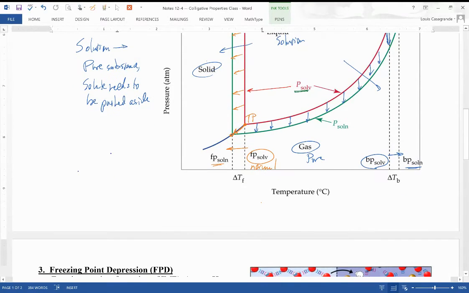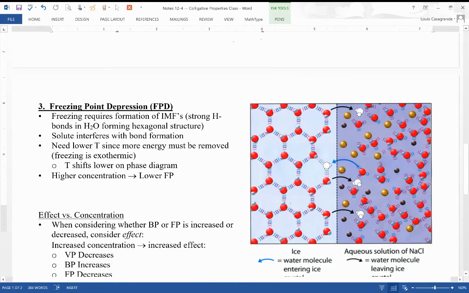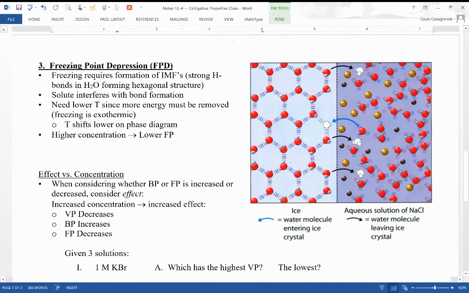All right, so let's take a look at what's going on from a molecular point of view in freezing point depression. And this is what's going on when we put salt and other ice melt things onto the road. So on the left of this diagram, we have ice, pure ice, and we've got that familiar hexagonal structure of the water molecules with their hydrogen bonding to their nearest neighbors. And recall that freezing requires formation of these strong intermolecular forces.